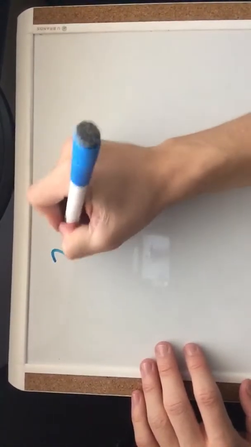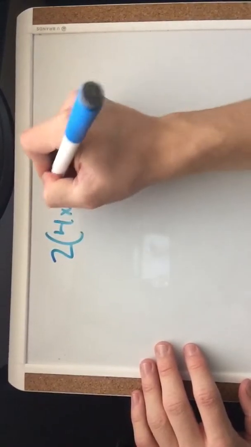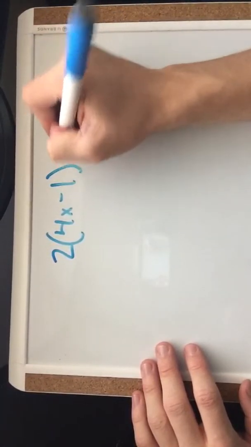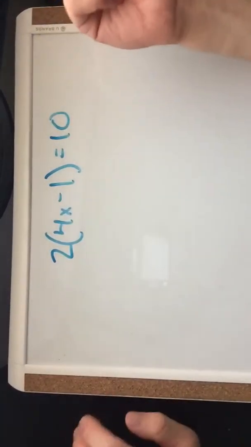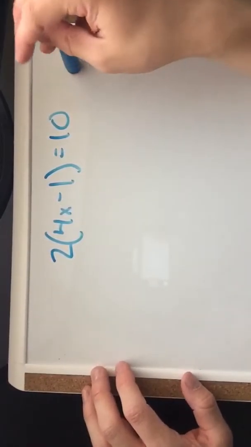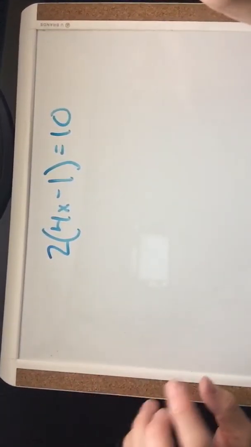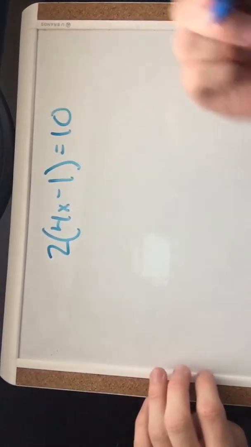Alright, let's go to our last problem. 4x minus 1 equals 10. We got the blue marker now. I like it a lot better. It gives a kind of nice glow.